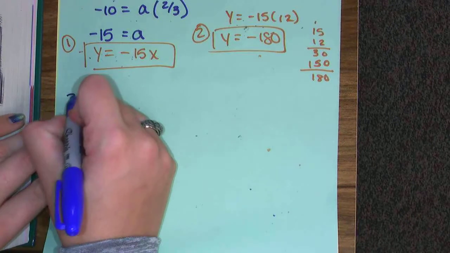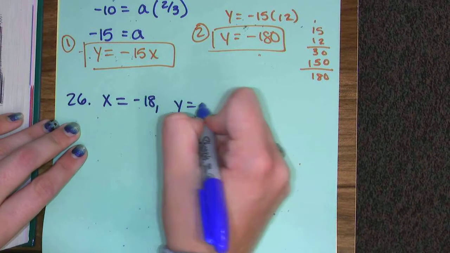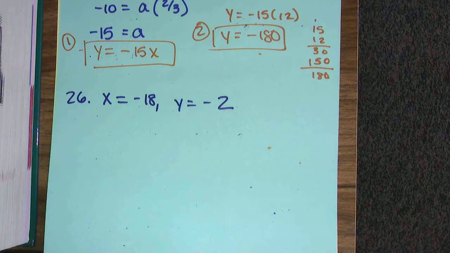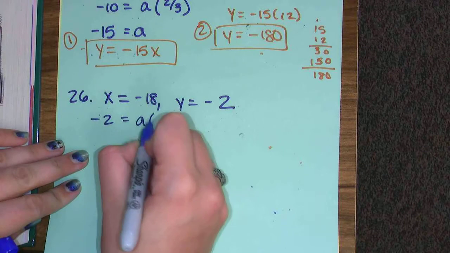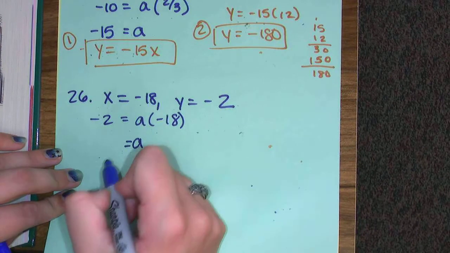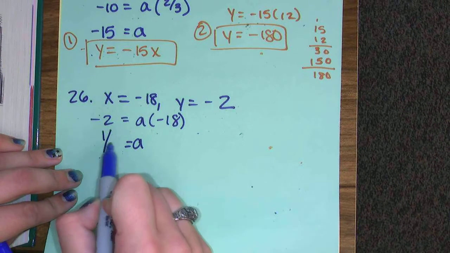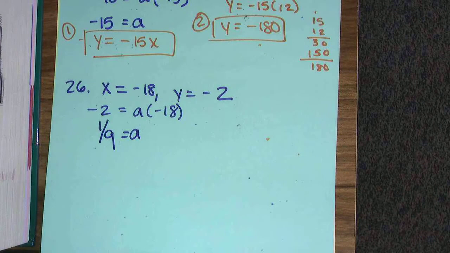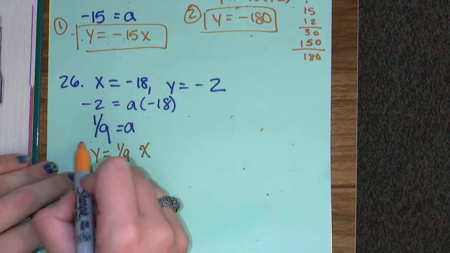26. X is equal to negative 18. Y is equal to negative 2. Alright, so how would I find a? Okay, so a is 1 over 9, so what is my equation? Okay, so y equals 1/9 x.